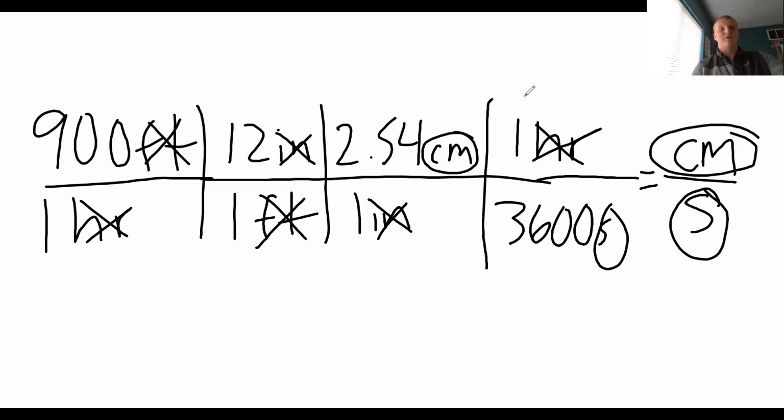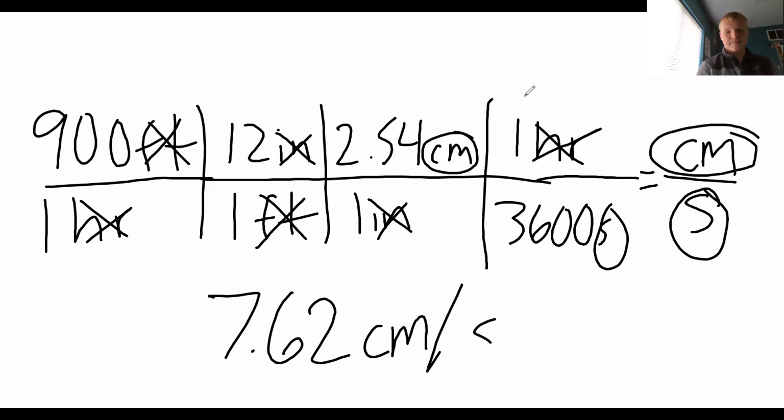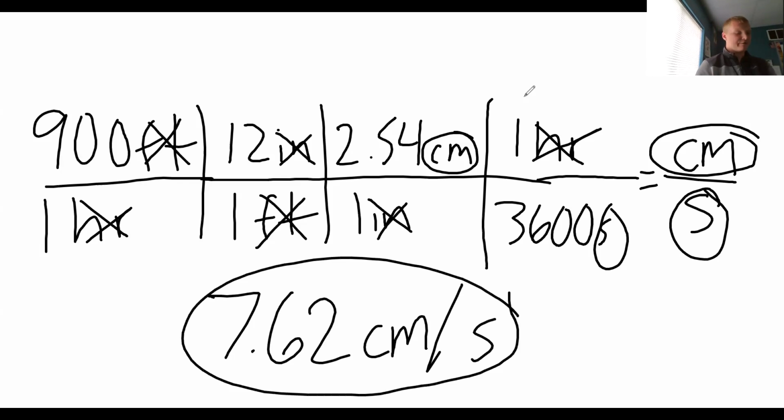So now I can use my calculator to multiply everything out. So 900 times 12 times 2.54 equals 27,432. Divide that by 3,600. I get an answer of 7.62 centimeters per second. Beautiful. That is how fast that tortoise, turtle, is going to move at top speed in centimeters per second, I guess.